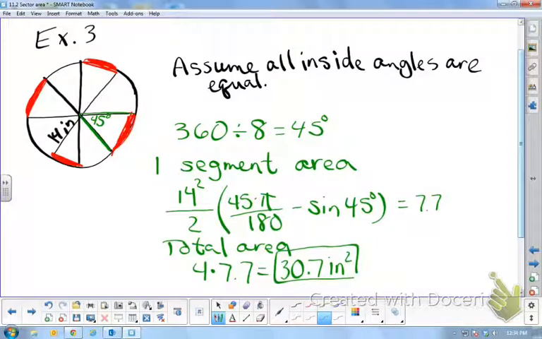So we had 3 different formulas: area of a circle, sector area, and segment area. But you can ask these questions where you have to kind of think logically, how can I use those 3 formulas I know to find the area they want me to find? Sometimes we might have to do subtraction, sometimes we might have to do addition. This particular problem we had to divide into equal pieces. So we do have to use some logic on these problems as we go through.